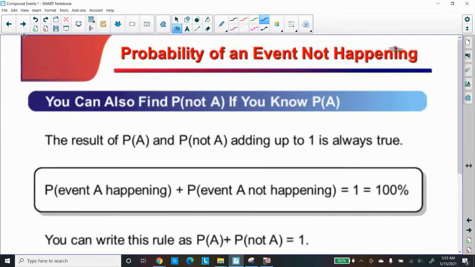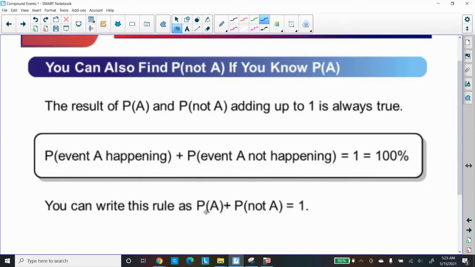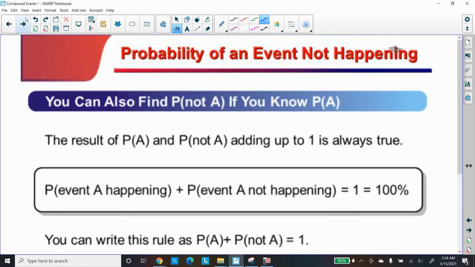So we want to talk now about the probability of an event not happening. When you find the probability of not, it adds up to 1. That's always going to be true. So either it will happen or it won't happen, and it adds up to 100%. So the probability of event A happening plus the probability of event A not happening equals 100% or 1. So we write that as the rule: probability of A plus the probability of not A equals 1. So the main thing is it has to add up to 100%.